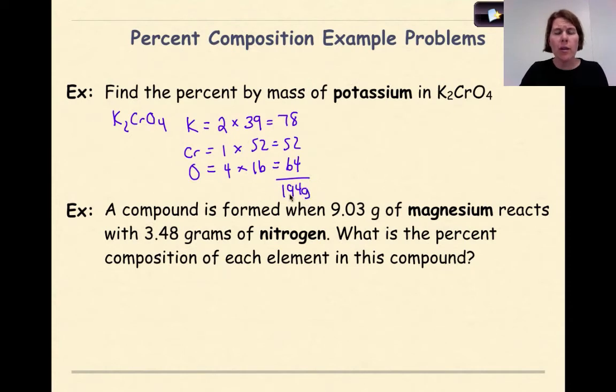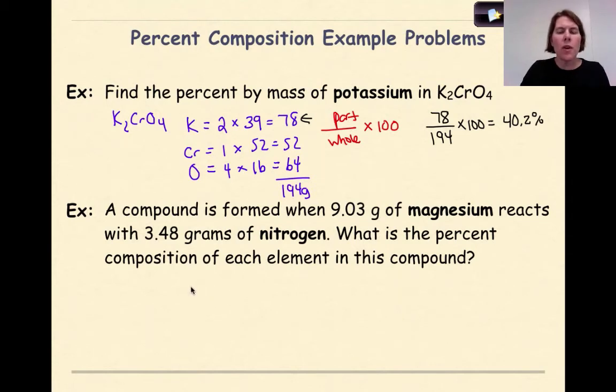So 194 grams. Again, when we do this, it's going to be part over the whole times 100, and it is always in your best interest to write out the formula before you put the numbers in. Write out the formula, please. It'll make your life a million times easier. The part here is the potassium. The 78 is going to go on the top. The whole is the 194, so that's going to go on the bottom, times 100. 78 divided by 194 times 100 is 40.2%.